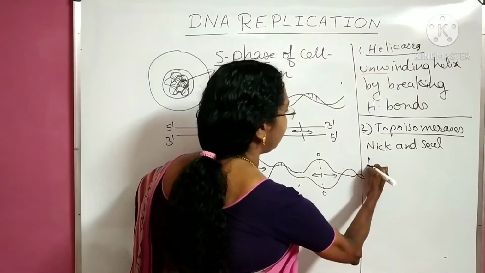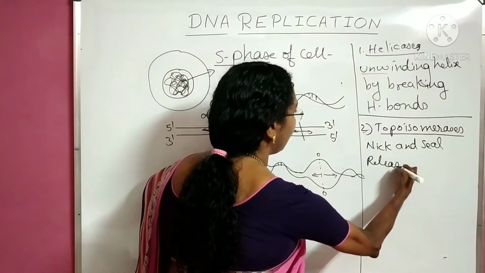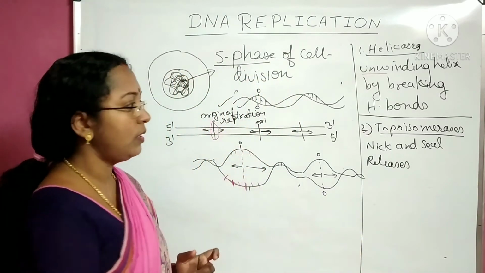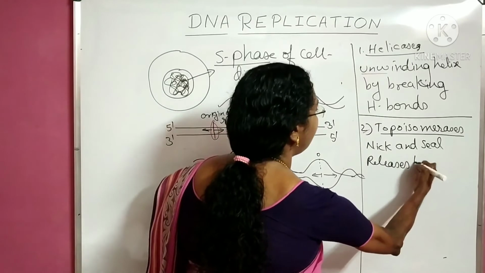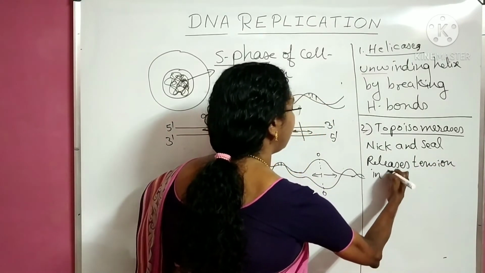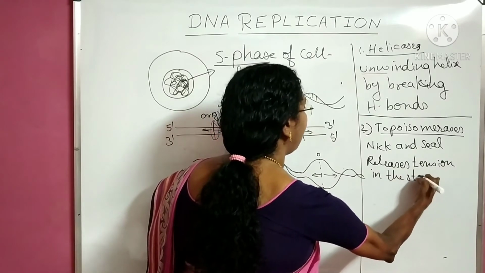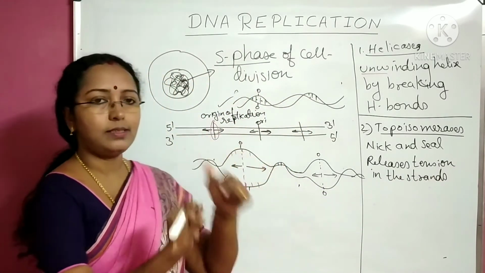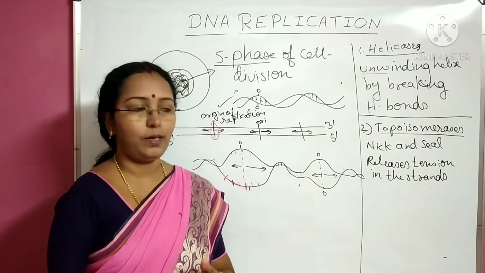So it releases the tension. So you call it as the torsion or the torque. Okay, we can write in simple term, it releases the tension in the strands. It releases the tension in the strands by nicking, that is cutting and then recoiling.